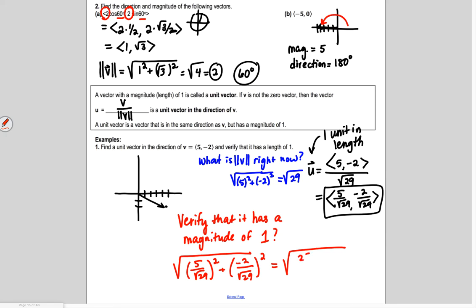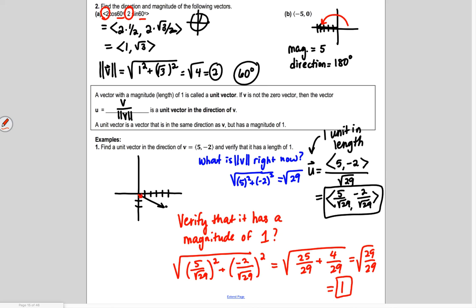So we have 25 over 29 plus 4 over 29 equals the square root of 29 over 29, which is 1, right? So it does have a length of 1. Okay, geometrically, what has this done? It's made it just a tiny little vector that has a length of 1. So it's like right here.